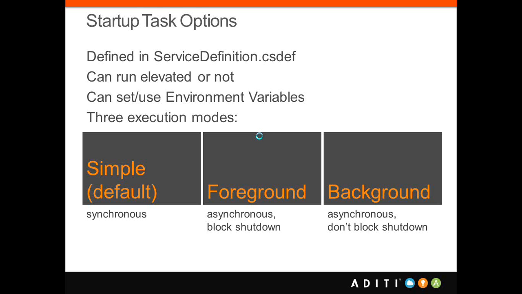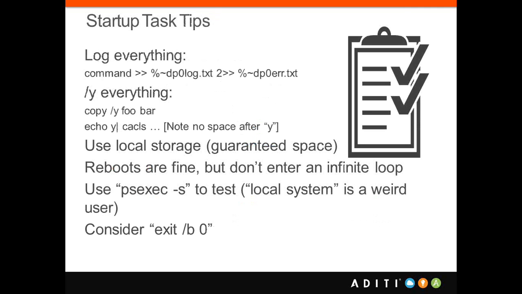A few tips. As we said, startup tasks are generally scripts, and I generally use batch files or command files to run my startup tasks. So log everything. You can redirect the output of all the commands to a text file, and you can also output your errors to another text file. These are DOS commands specifically: you can redirect to a text file, and 2> is for errors.